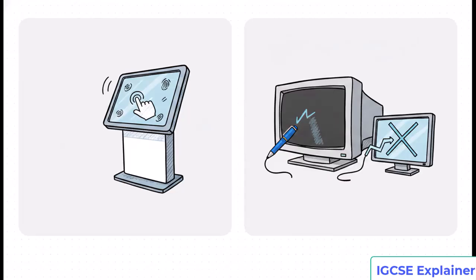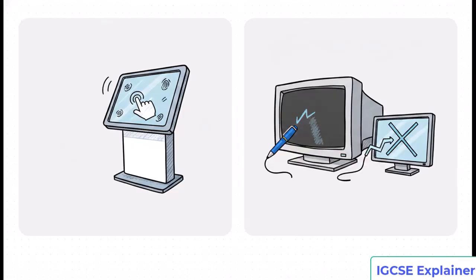Compare modern touchscreens with outdated legacy light pens. Touchscreens are brilliant because they require absolutely zero training. You just point and tap. That makes them perfectly user-friendly for things like ATMs or self-service kiosks. However, they do get dirty very quickly, and your input options are a bit limited.